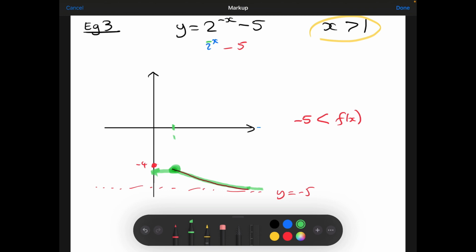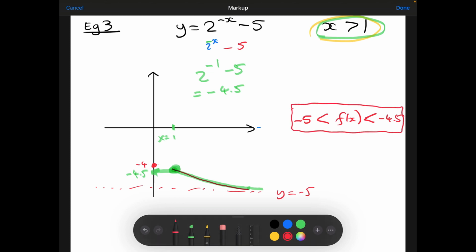I don't know what that is yet, but I do know it's when x equals 1. So if I substitute 1 into the original equation, that's going to tell me the y value, which is minus 4.5. That is the biggest it can be. It can't equal it. I'm not going to put a line underneath. It can't equal minus 4.5 because that would take place if x was equal to 1, which it's not going to be. So the y values of this function are always between minus 5 and minus 4.5.